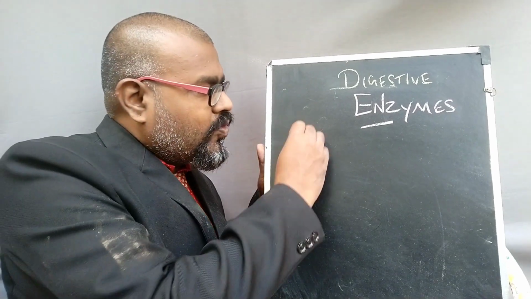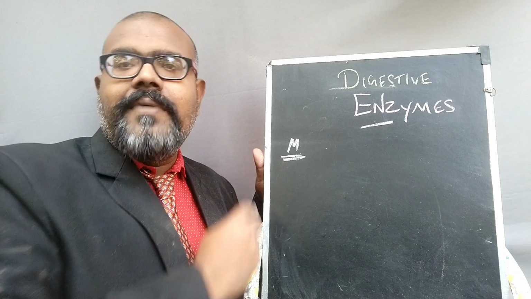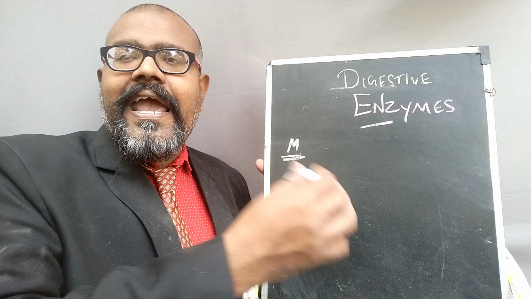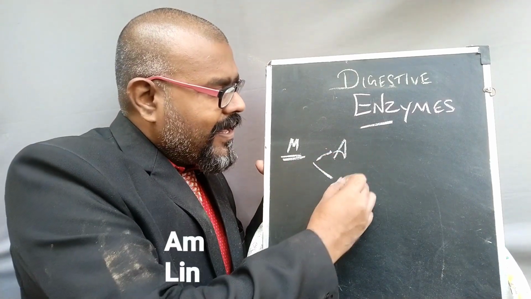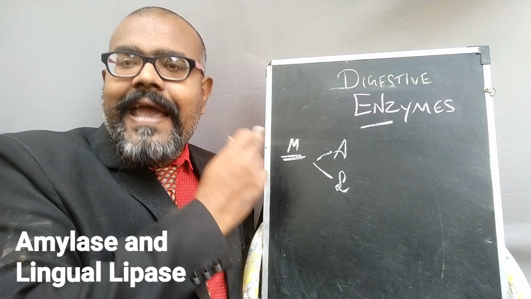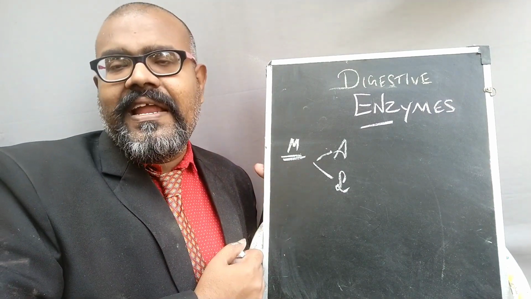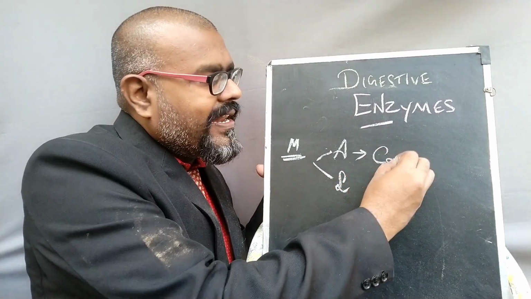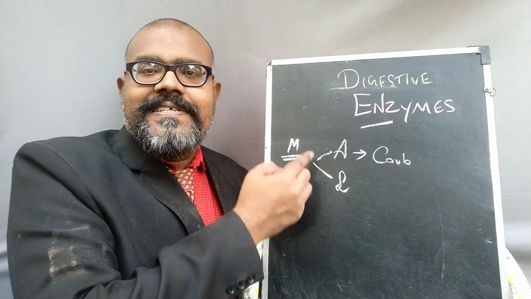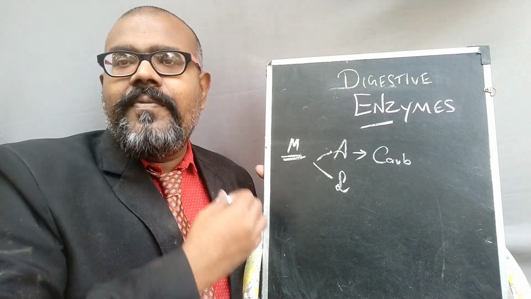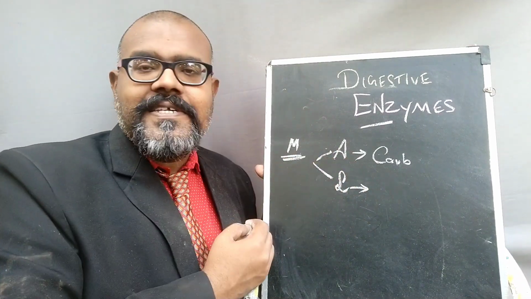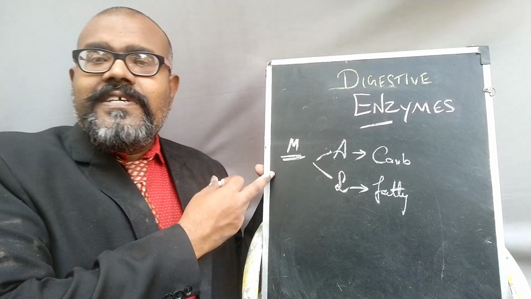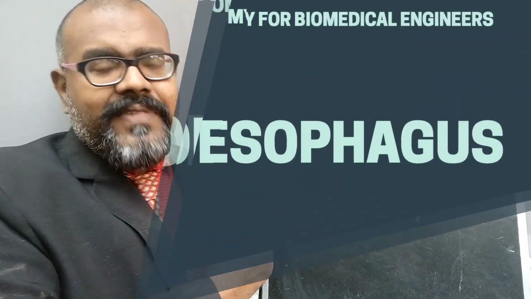The first region is the mouth, because digestion starts from the mouth. Of course, we know that the mouth consists of the salivary gland. It produces the enzymes called amylase and lingual lipase. These are the most important enzymes secreted in the salivary glands. Amylase breaks down carbohydrates. Lingual lipase is secreted from the serous gland of the salivary gland and breaks down fats. So this is the initial stage of digestion.